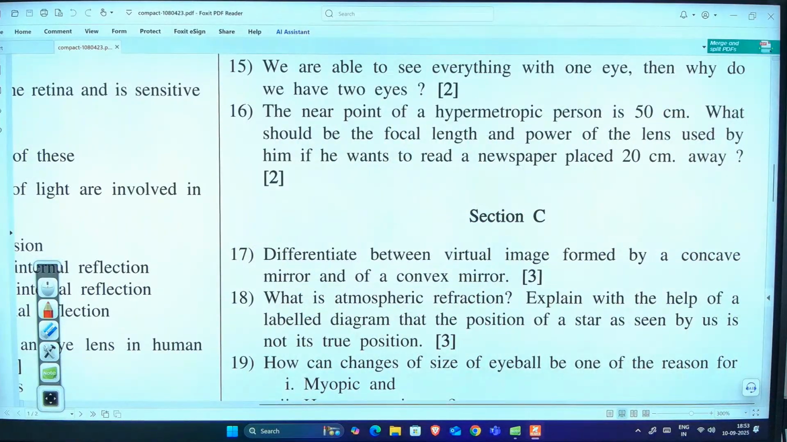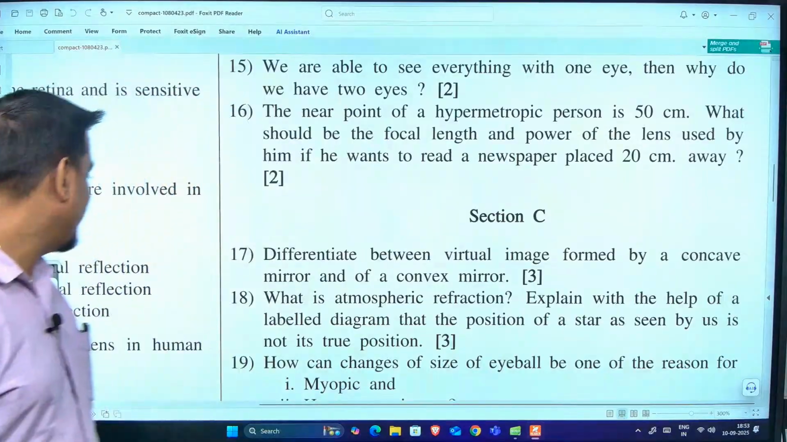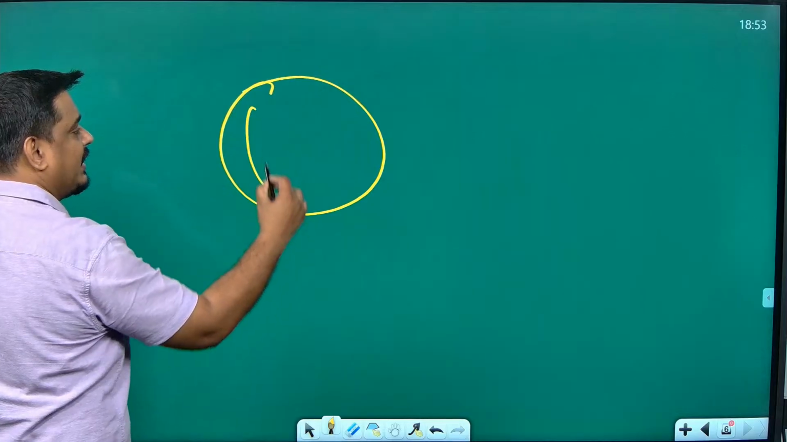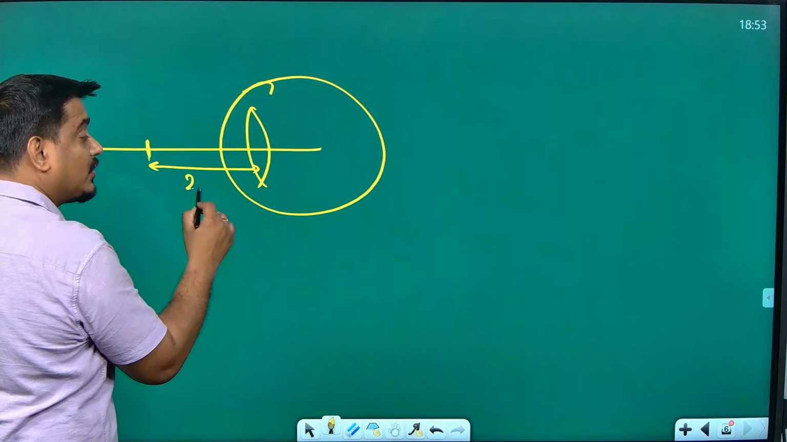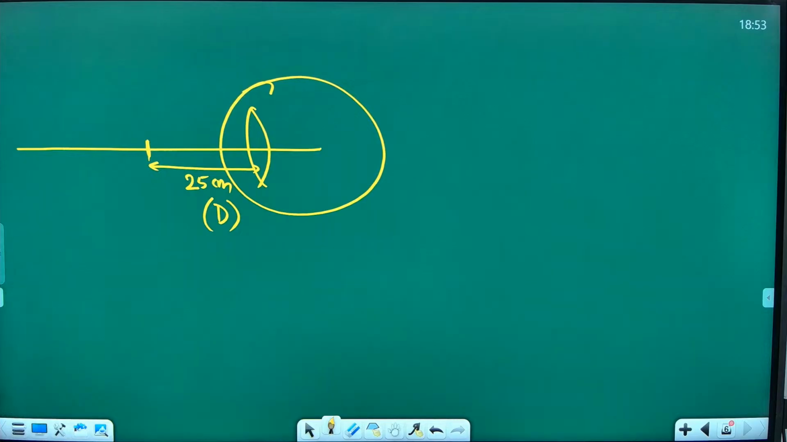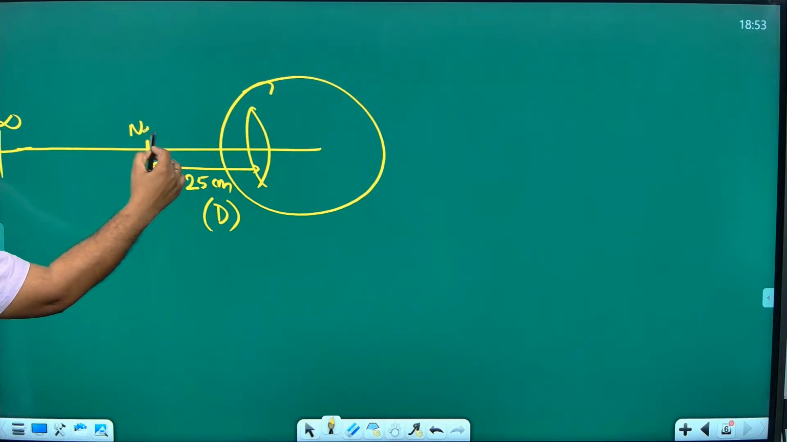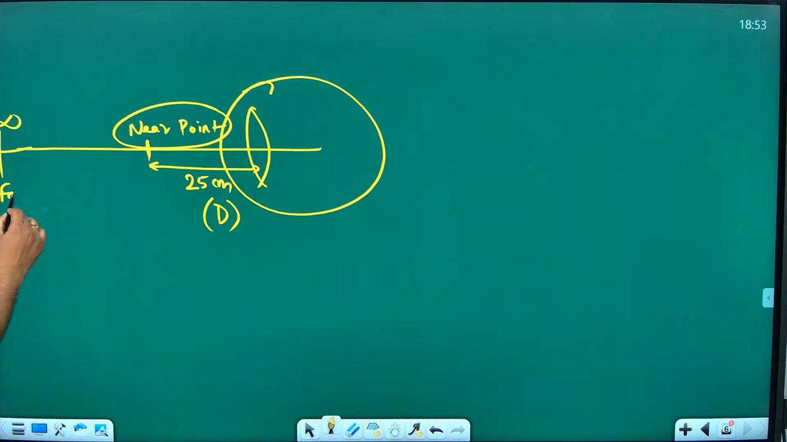Everybody, again, this question comes in the examination. Near point is given. What is the meaning of near point, by the way? Near point and far point. A healthy human eye has a near point of how many centimeters? 25 centimeter, also called the least distance of distinct vision. And what is the far point? Infinite. This is called the near point, which is 25 centimeter for a healthy eye, and infinite is the far point for a healthy eye.